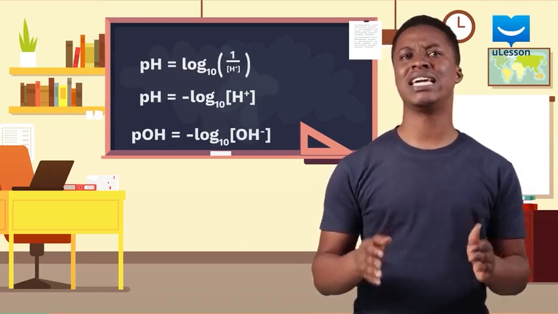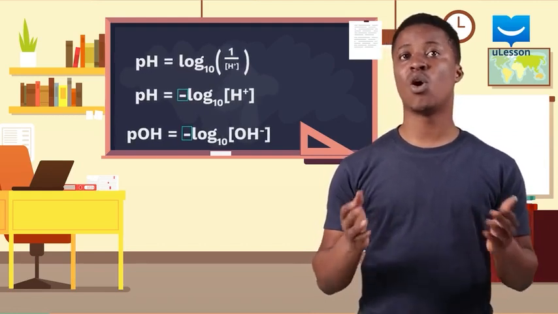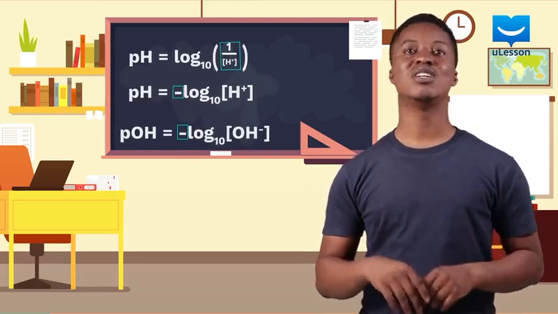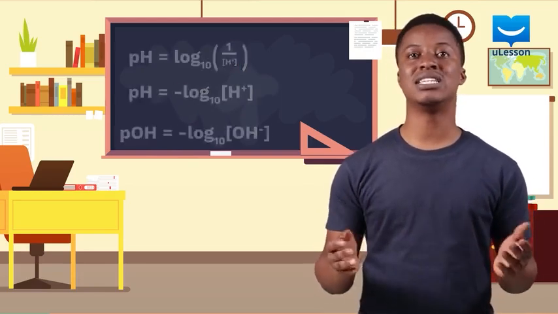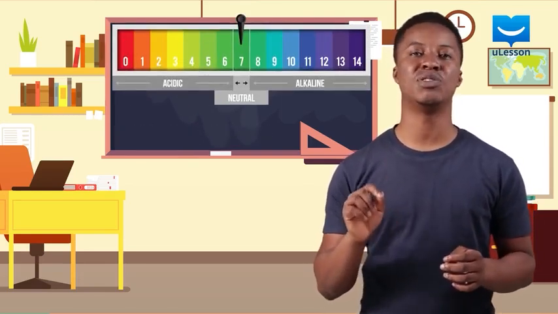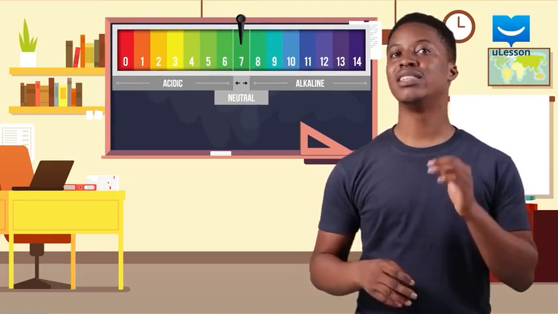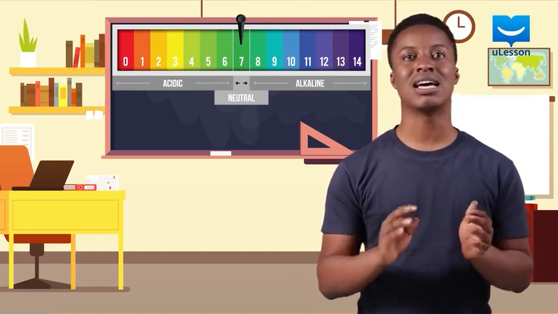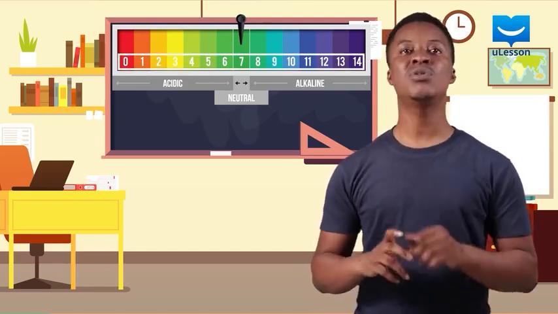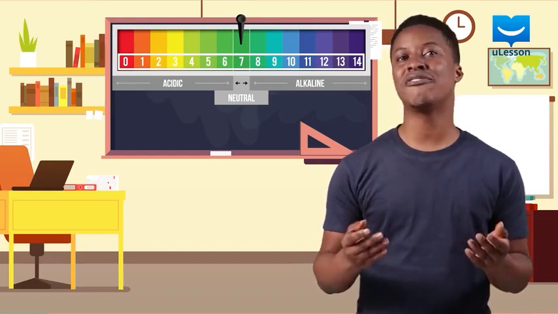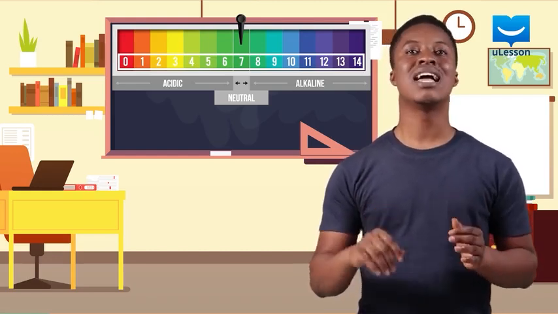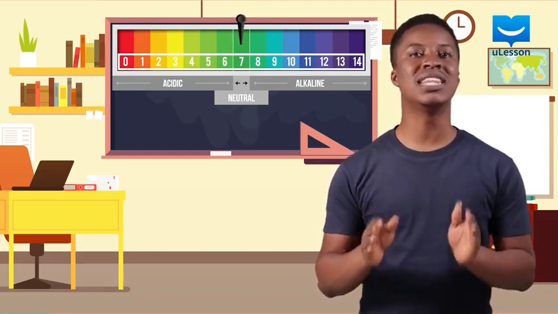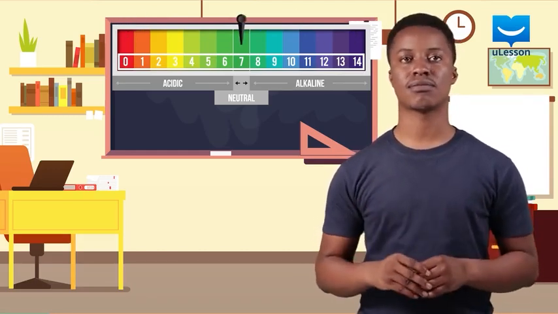You may wonder why we have a negative symbol in these formulas, or why the inverse of hydrogen ion concentration is used. Well, you need not wonder for long. The reason for this is to avoid getting a negative value for pH or pOH. The pH scale has only positive values which range from 0 to 14 as shown here. So, the use of a negative logarithm or inverse of hydrogen ion concentration ensures that our calculated pH and pOH values fall within the range of 0 to 14.